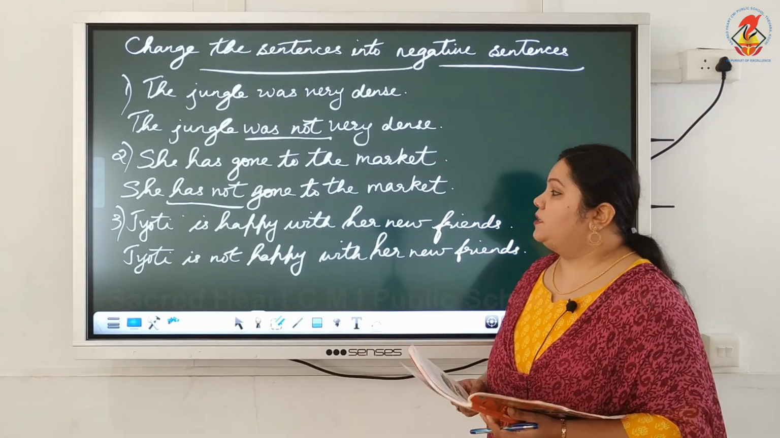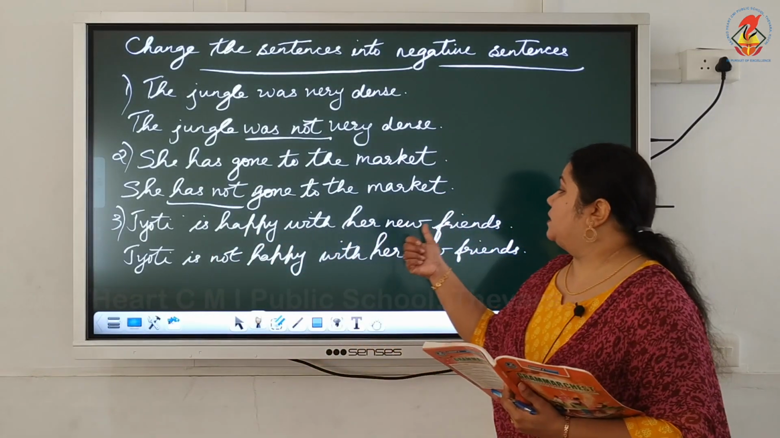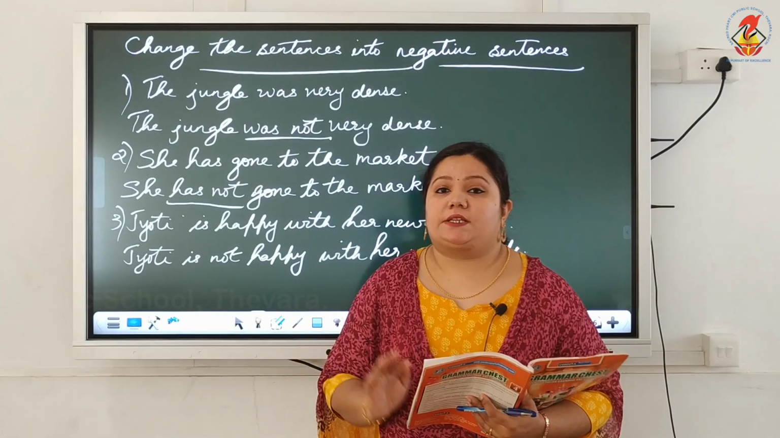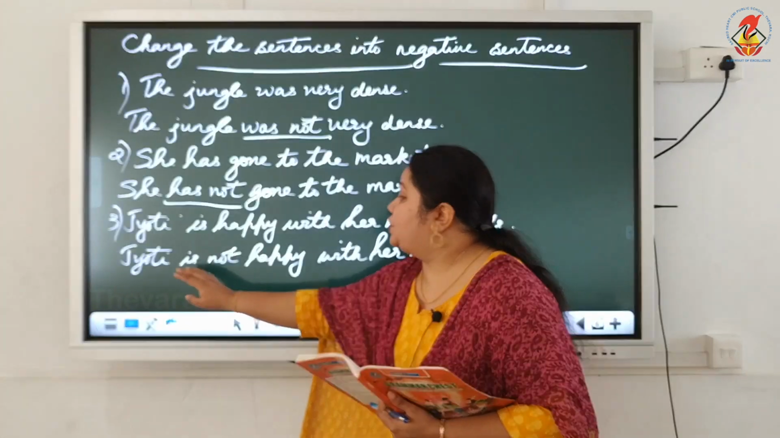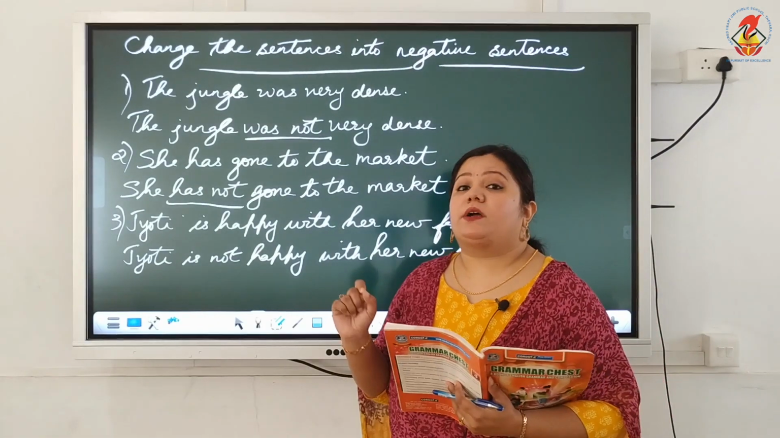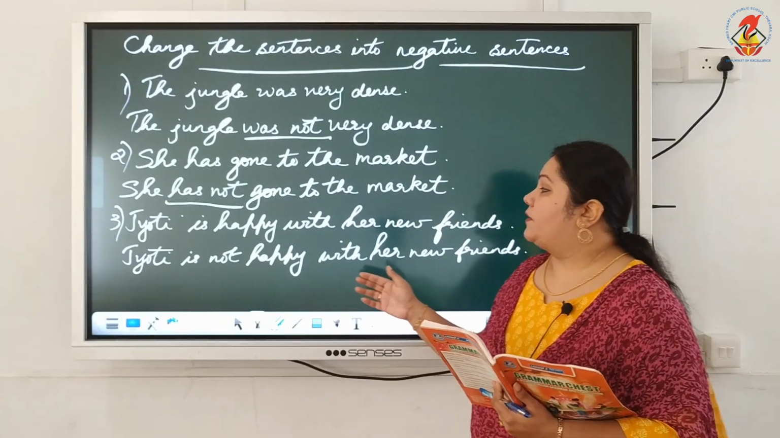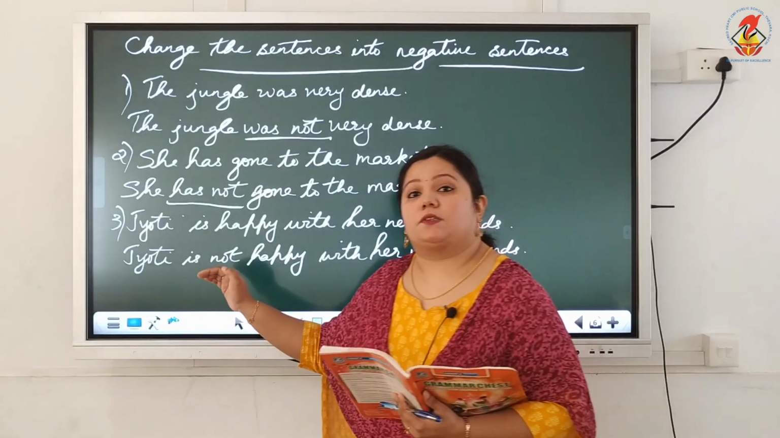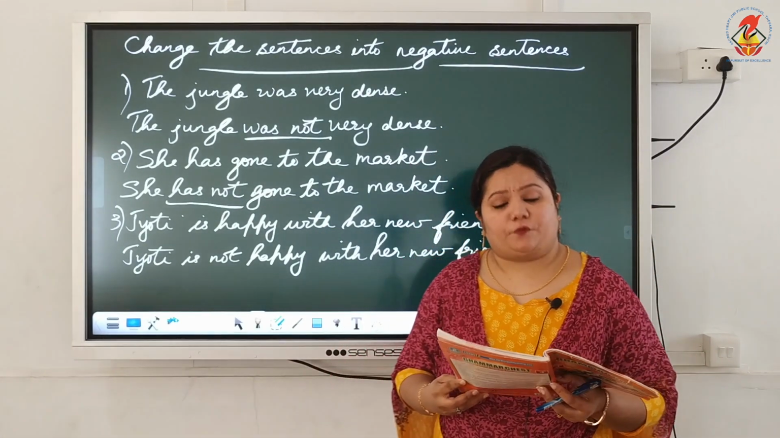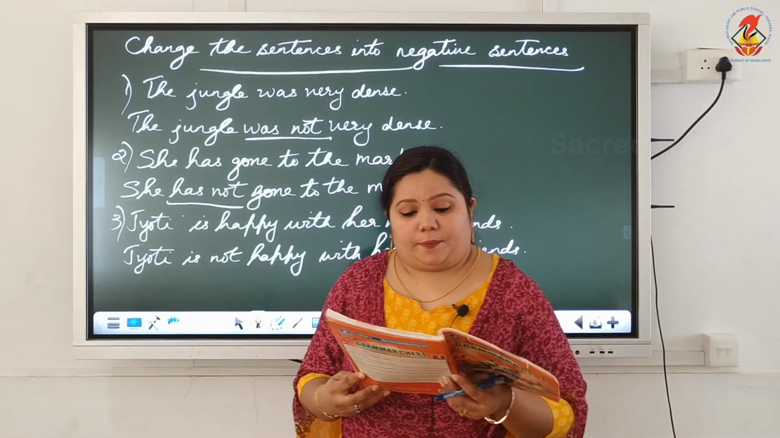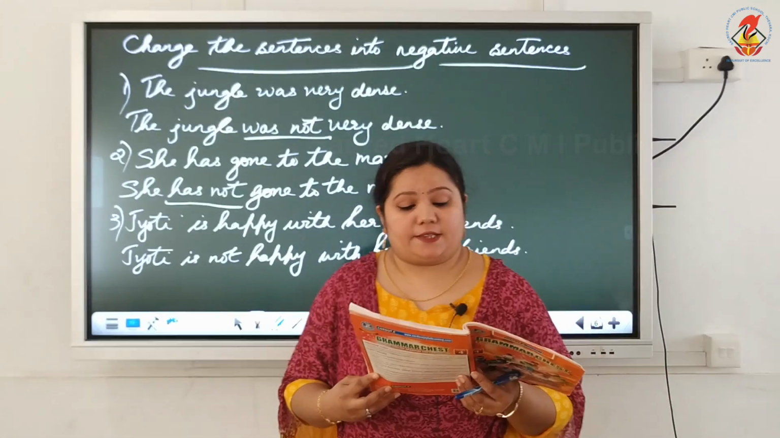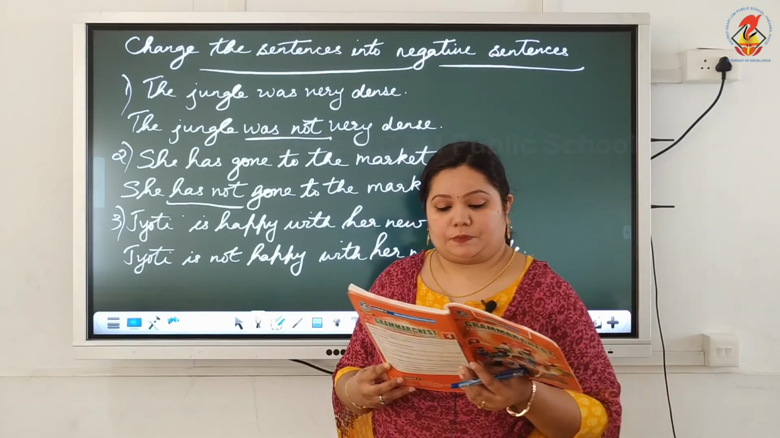Now, look at the third one. Jyoti is happy with her new friends. It is a positive sentence. And here, how do you change that into negative? Yeah, we write Jyoti is not happy with her new friends. The negative word not is added soon after writing the verb "is". Similarly, the fourth one we have here, he has kept his promise. How do we change that into negative? We write he has not kept his promise.